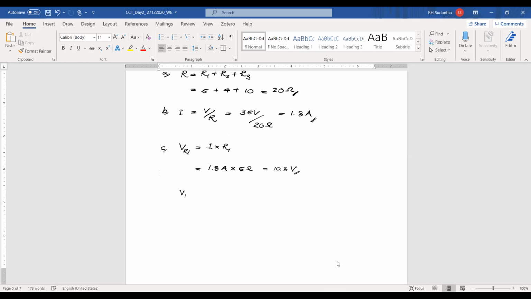Then we can find VR2 and VR3 also. VR2 is I into R2. You can find it. This is I into R3.